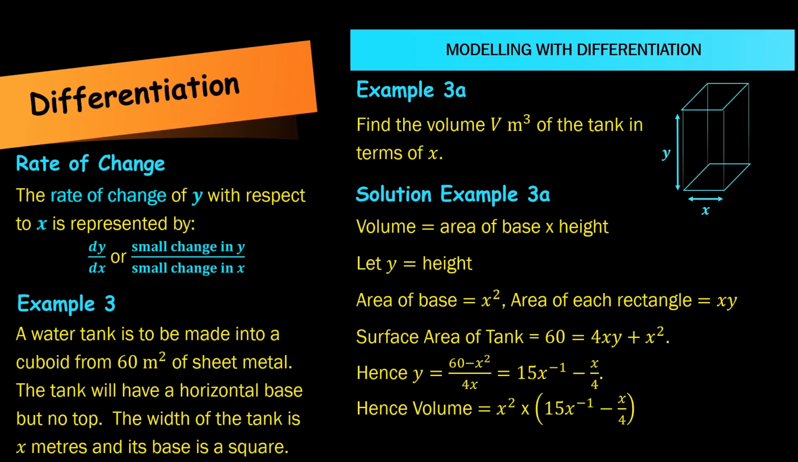And therefore, the volume, which remember was equal to the area of the base times the perpendicular height, is now equal to x squared times this expression for y. And here's the area of the base. And tidying this expression up gives us 15x minus x cubed over 4.